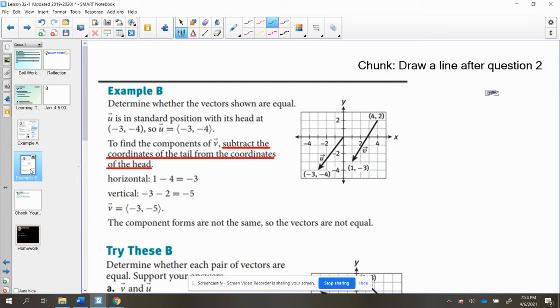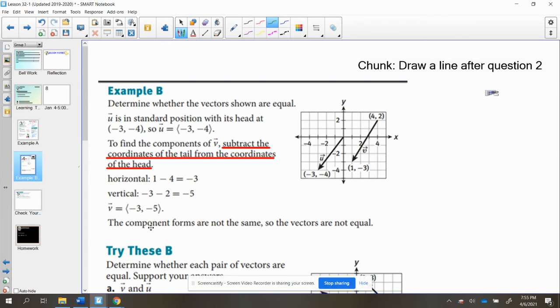Now, on the next page, page 444, we have this next example, looking at the head and the tail. Would these vectors be equal? We need to look at the direction and then the magnitude, how much we're moving. Both of these appear to have the same direction, pointing the same way, but they have different magnitudes because this first one in standard position moves to the left 3 and down 4, so it would have -3, -4, as opposed to our second vector, vector V, where we moved to the left 3, but down 5.